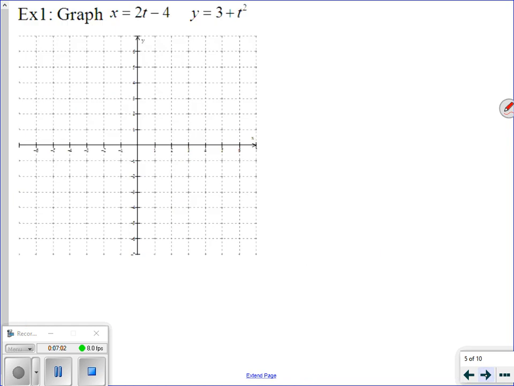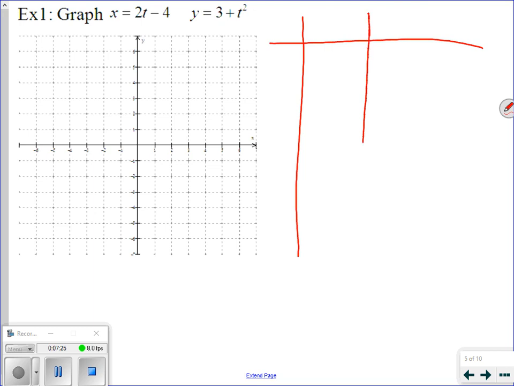Let's look at an example of graphing one. All right, so I think this will be able to really clear things up too. So it looks like we've got x equals 2t minus 4 and y equals 3 plus t squared. So let's create a table of values and graph what's going on. Okay. I'm going to do 4 columns just to explain something. You don't always have to do 4 columns. I'm going to do 4 columns here.